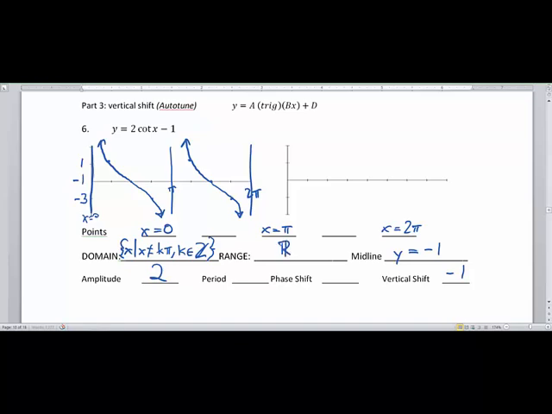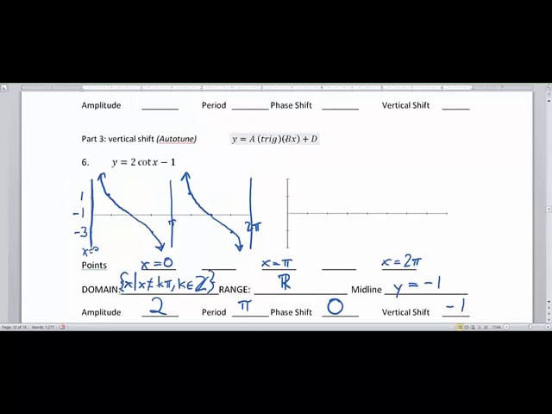I could use that as my set notation shortcut, or I could put the interval notation from parentheses -infinity to +infinity. My period is going to be pi, since we had no change in the period of this cotangent function, and my phase shift is going to be 0, since I had no letter C after my x inside the parentheses to indicate that this is a phase shift.